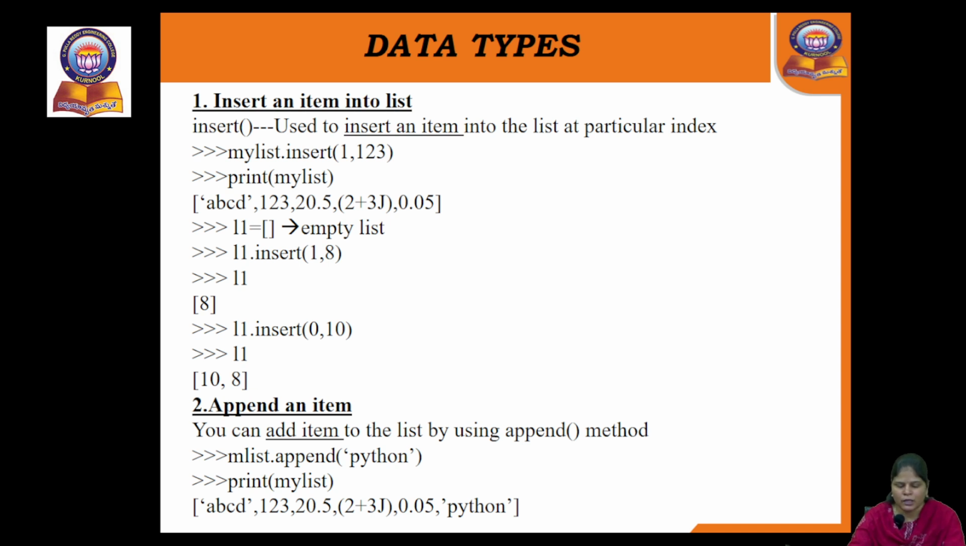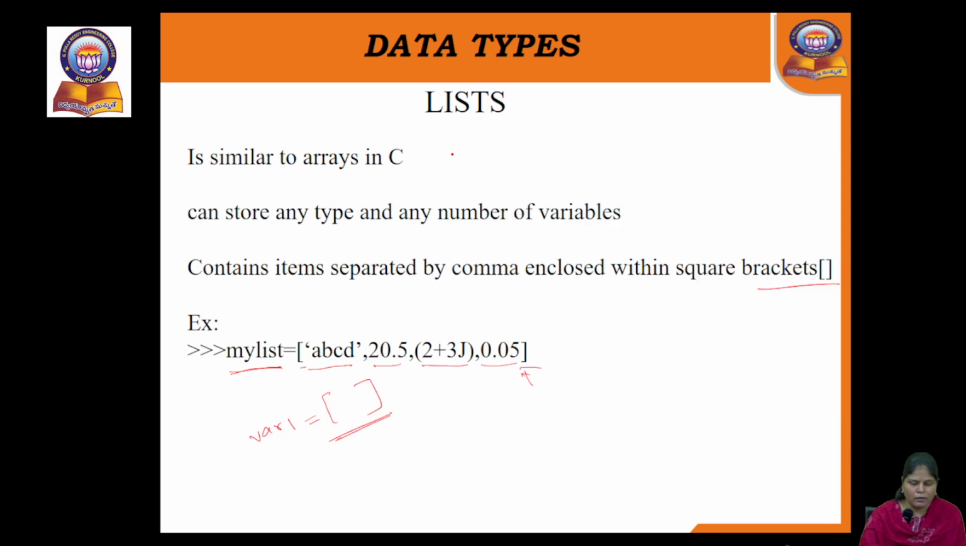Coming to the different types of operations you can perform on a list, we have insert and append. Insert is used to insert an element at a particular index. You give the name of the list, dot, the method name insert, and then I'm mentioning 1 comma 123. Before this, we have the list with ABC as the first element, the second element is 20.5, the third element is 2 plus 3j, and the fourth element is 0.05.